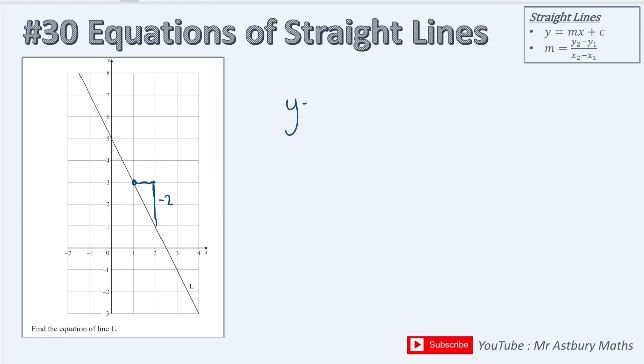So I can write y is equal to minus 2x. And then what is the y-intercept? Well, that's where it crosses the y-axis, and it crosses there at positive 5.